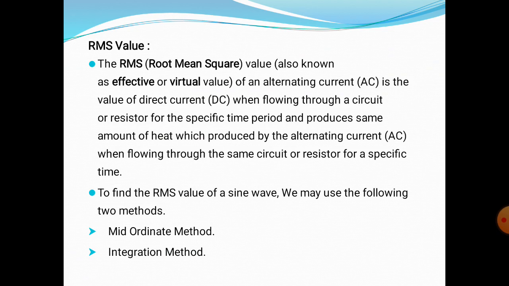RMS value is nothing but root mean square value, also called as effective value or virtual value. The RMS value of an alternating current AC is the value of direct current DC which, when flowing through a given circuit or resistance for a specific time period, produces the same amount of heat. And we have to find the RMS value for a given sine wave.